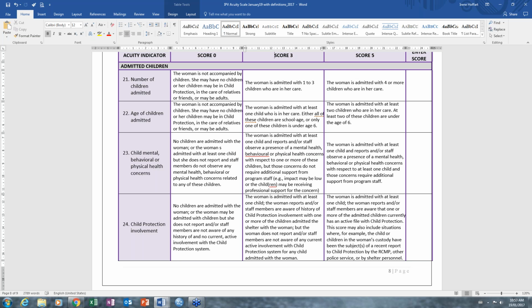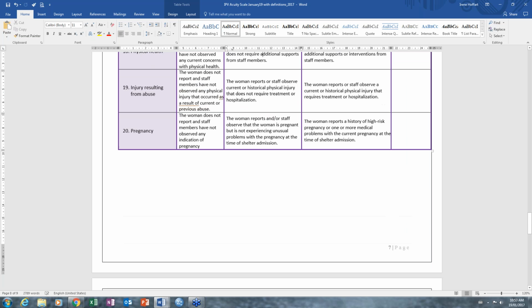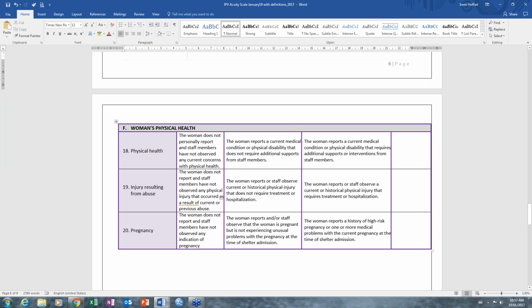Sure. There's a question that goes back to the physical abuse and physical health. I have a client who's been strangled by her abuser. She has an eating disorder as well. For the eating disorder, would I check off physical health or injury resulting from abuse? So she has an eating disorder and she's been strangled.